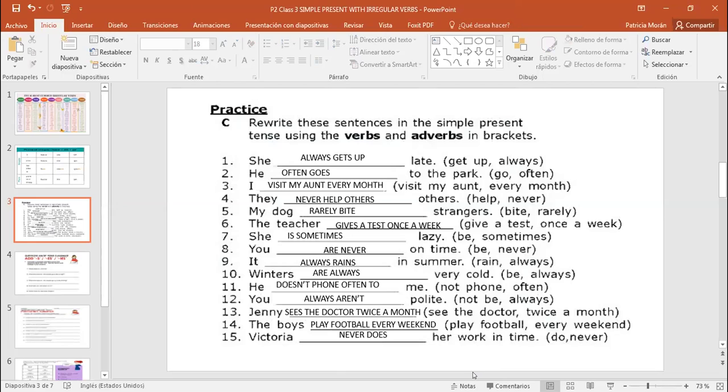Victoria nunca hace su trabajo en tiempo, ¿verdad? O a tiempo. Never does. Okay, very good. Excellent. So, you remember very well, perfectly, when to use the simple present tense third person singular rules.